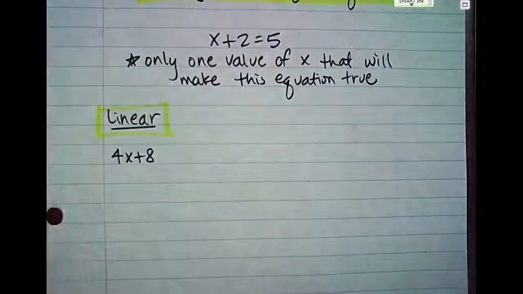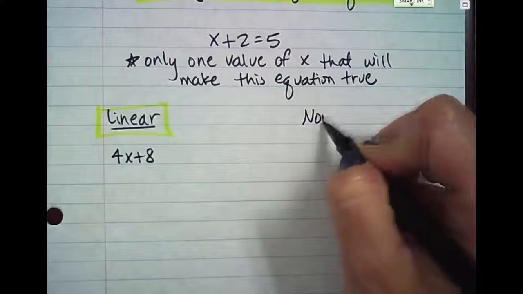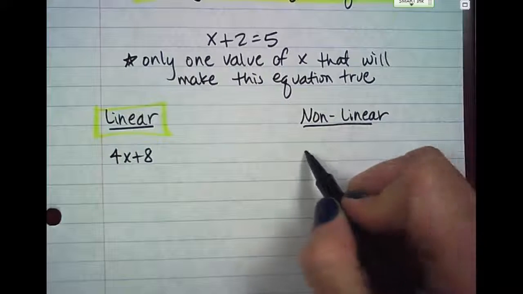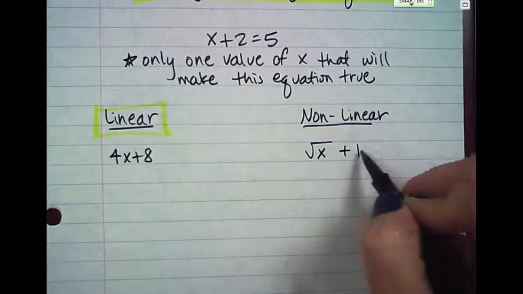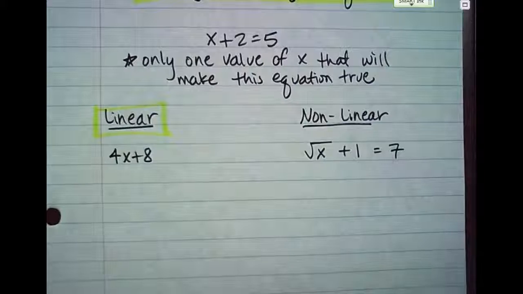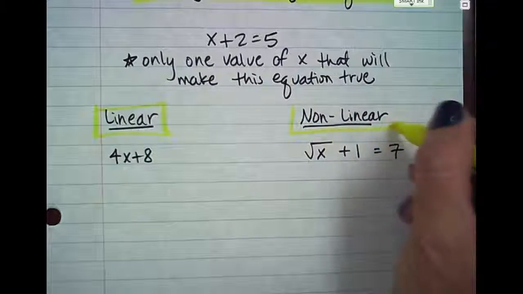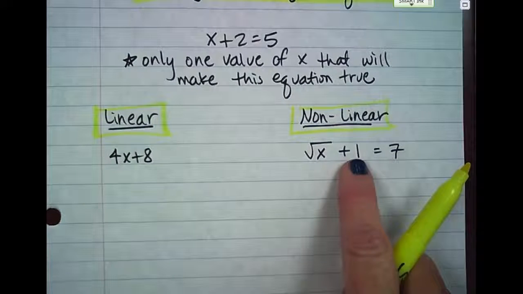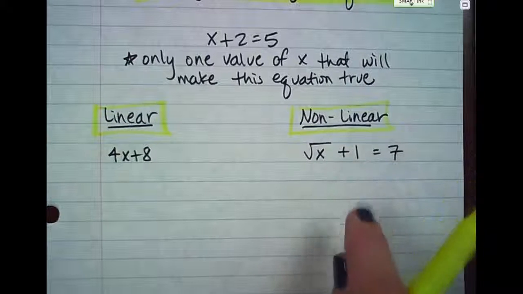Something that's not linear would be, for example, the square root of x plus 1 equals 7. And you guys have studied enough parent functions to know, would this make a straight line? Is this a linear function? No, we call it the hill graph, right? This little hill. Now, this is worth the Jolly Rancher.